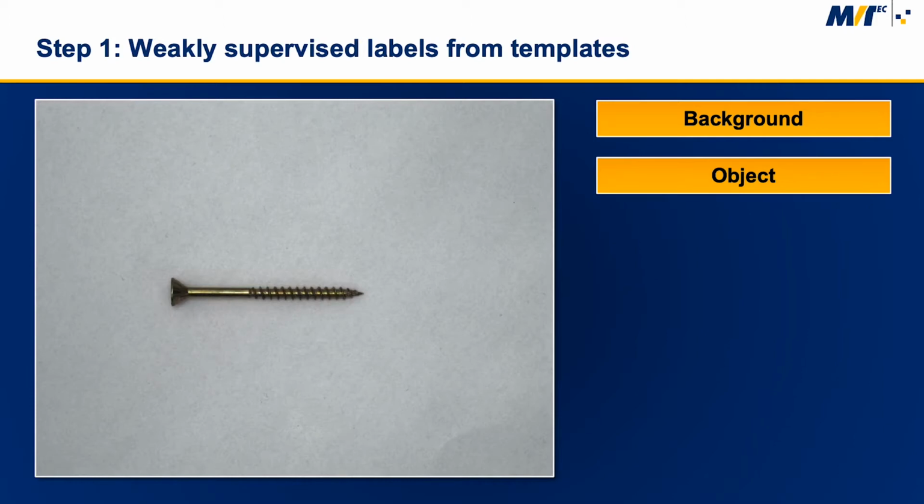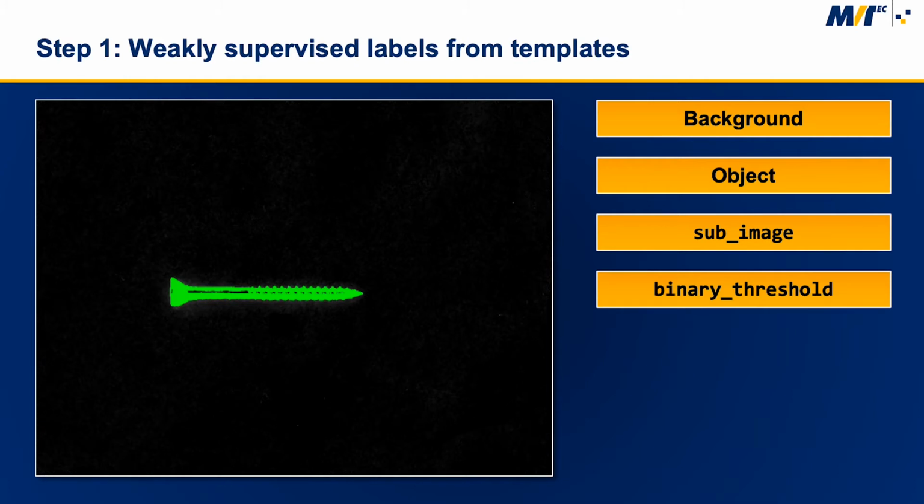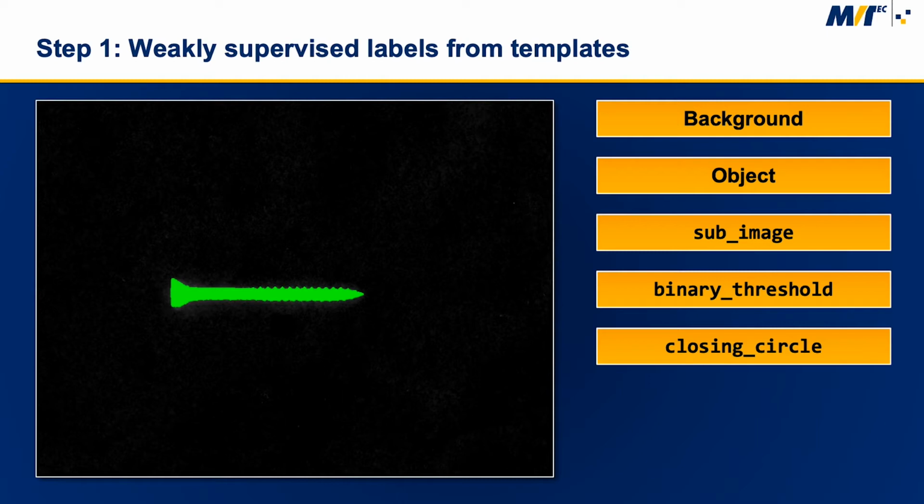To start very easy, we take a plain, homogeneous, white background. On this background, we can now put our screws, our objects. And if we subtract the background and apply a thresholding on this difference image, then we can obtain the approximate region of the screw. This can be refined with another operator, closing circle, to close the holes inside the region.